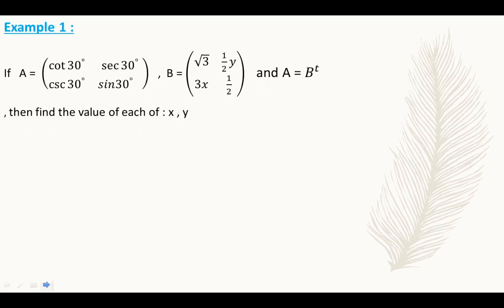Example 1. Very important example. If A equals cotan 30, sec 30, cosec 30, and sin 30, and B equals root 3, half y, 3x, half, and A equals B transpose. Here you can see that A equals B transpose. So, solution. Here the matrix A is cotan 30.